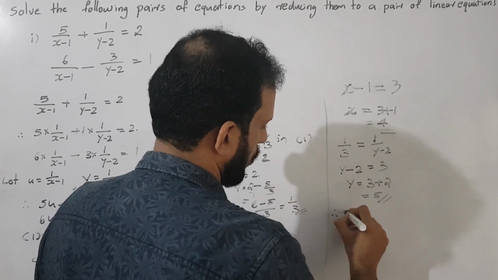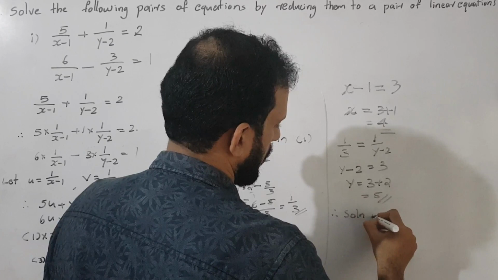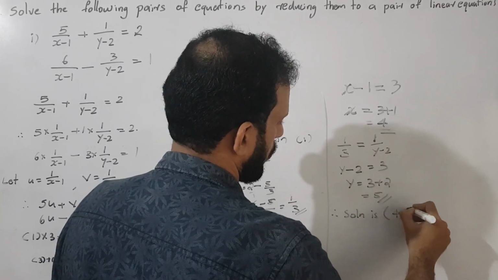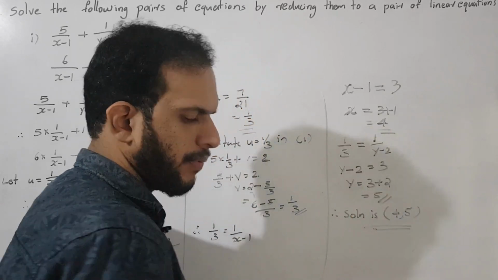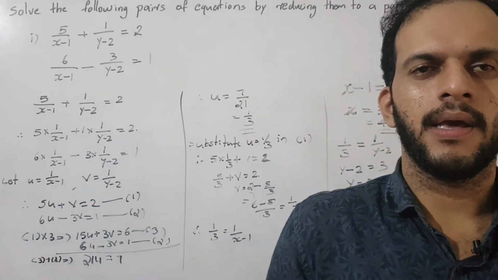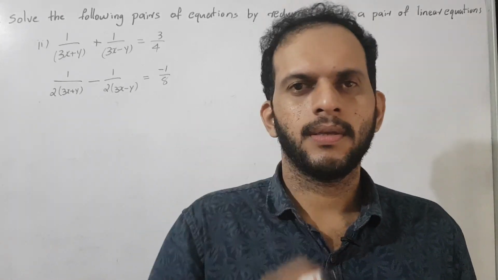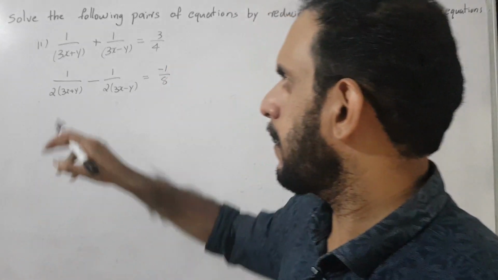Okay, therefore the solution is 4, 5. Solution is 4, 5. Okay, I think you got the idea how we find the value of x and y, correct? Next question is like this, the same idea.